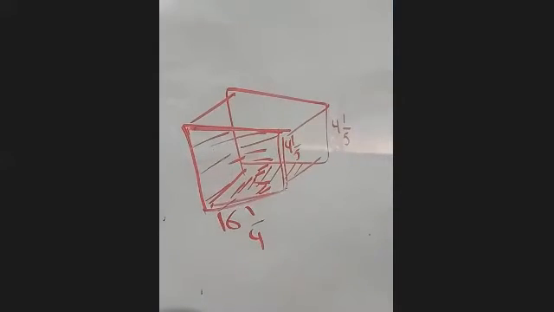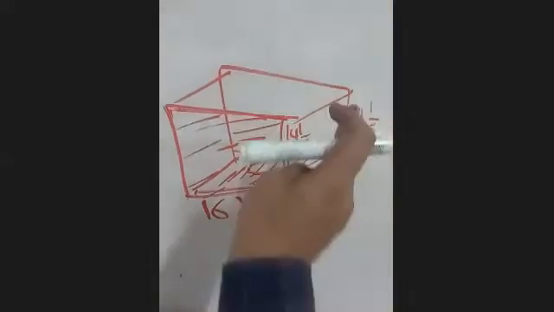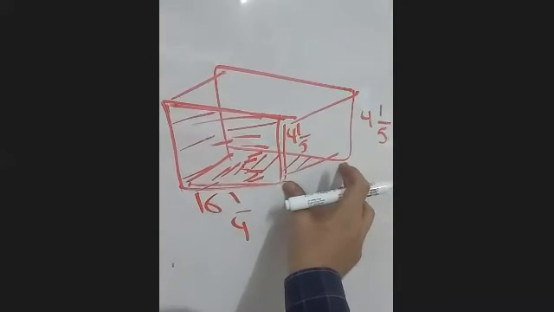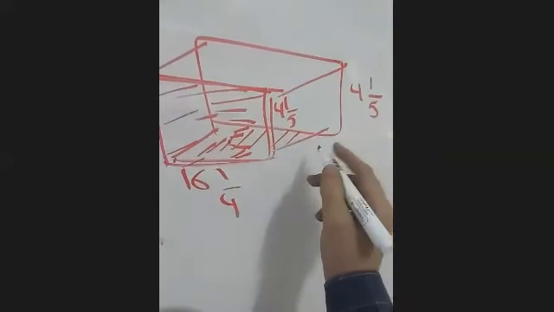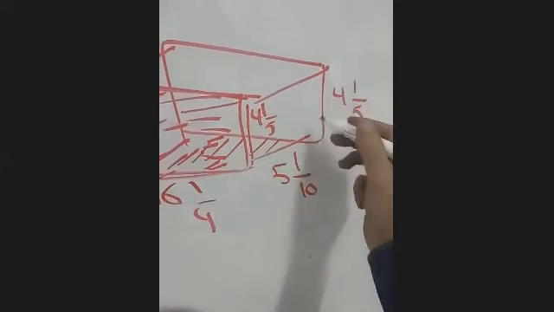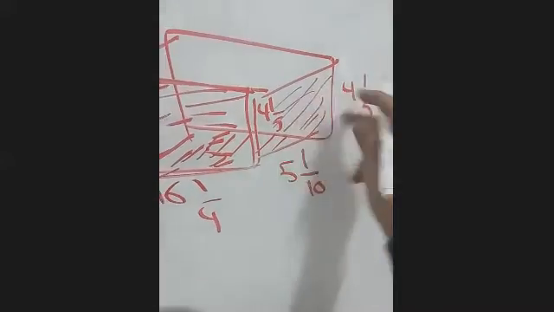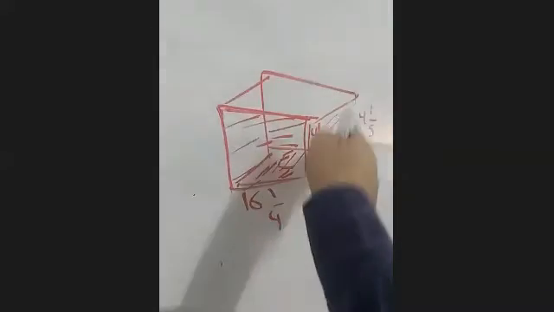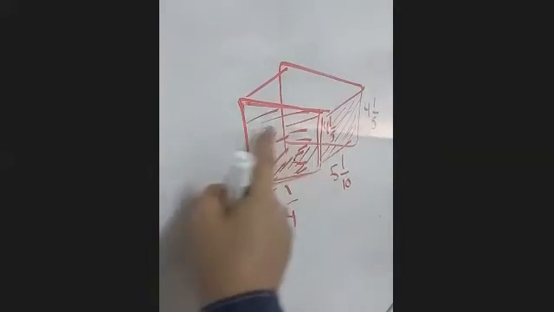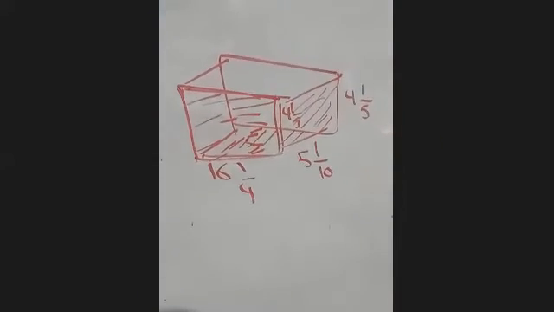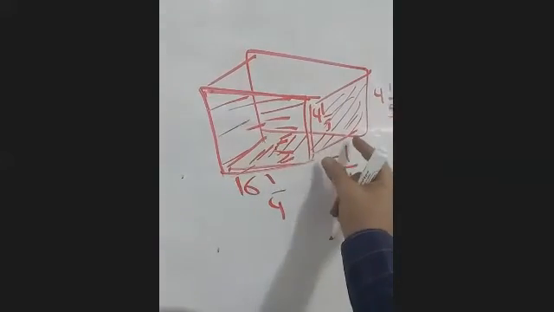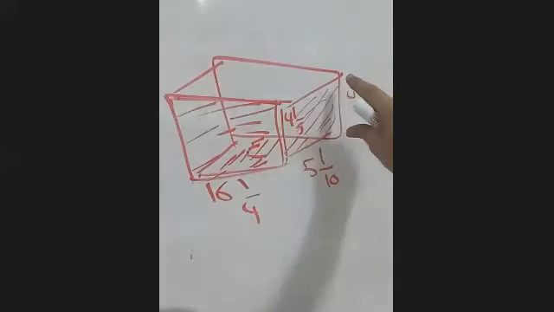Yes. Okay, let's calculate the face to the right now. What's the length of the face to the right? 5 and 1 over 10. And what's its height or width? 4 and 1 over 5. This face, guys, is the same as the face facing it, right? It's like a room, guys. Same length, 5 and 1 over 10. Same width, 4 and 1 over 5.